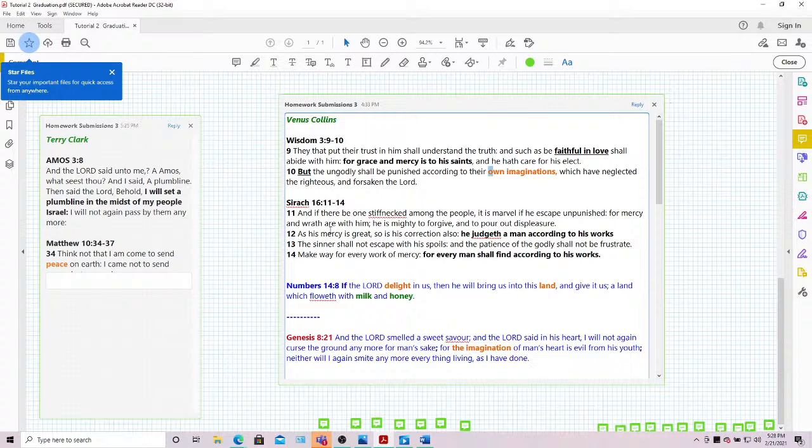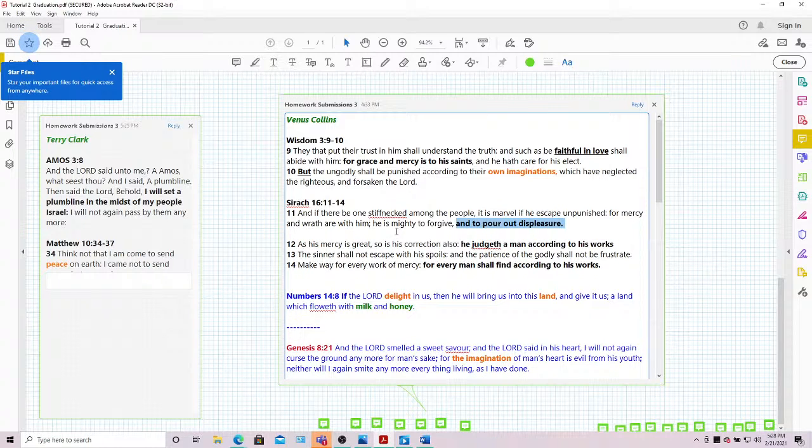"For mercy and wrath are with him. He is mighty to forgive and to pour out displeasure," which I'm going to go ahead and bold, because that needs to be bolded. He is mighty to forgive and to pour out displeasure. "As his mercy is great, so is his correction also."